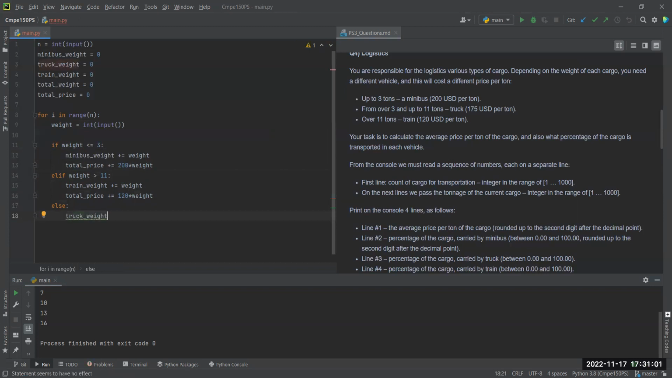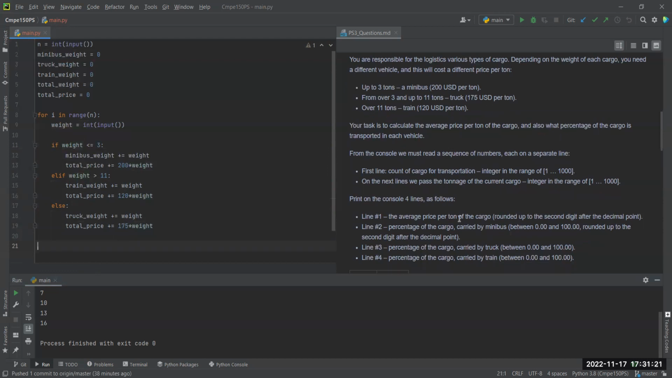Then I will add my weight to the truck weight, and the total price will be increased by 175 times weight. And eventually, as you can see, I should take the average price per ton of cargo, and this should be rounded to the second digit after the decimal point.